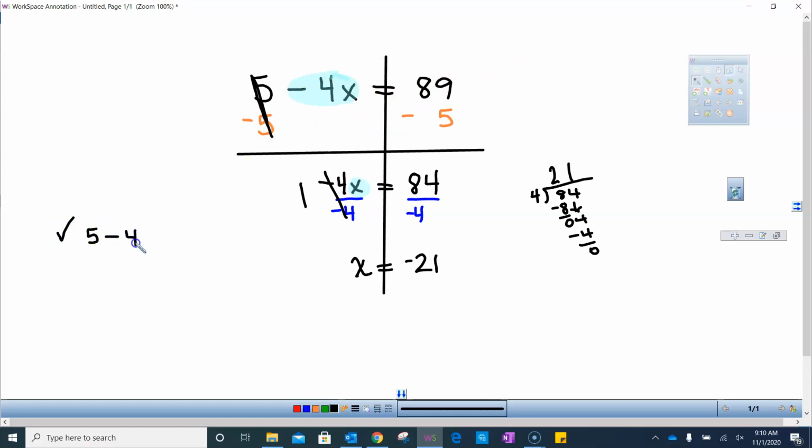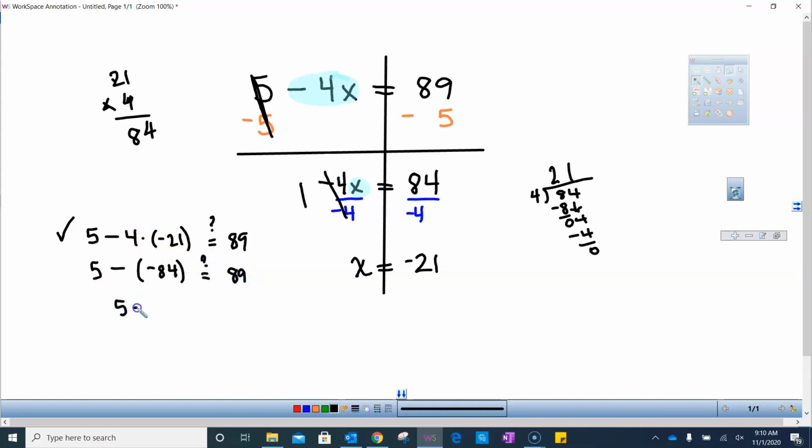5 take away 4, I'm going to replace x with negative 21, times negative 21. Does that give me 89? So now I'm going to do the math. I get 5 take away 4 times 21. Do a little work up here, is 84. 4 times 1 is 4, 4 times 2 is 8. And it's 4 times negative 21 is negative 84. And positive times a negative is a negative. Does that give you 89?